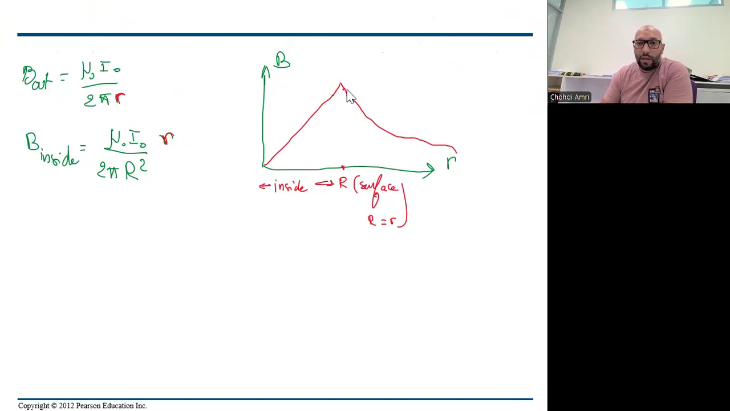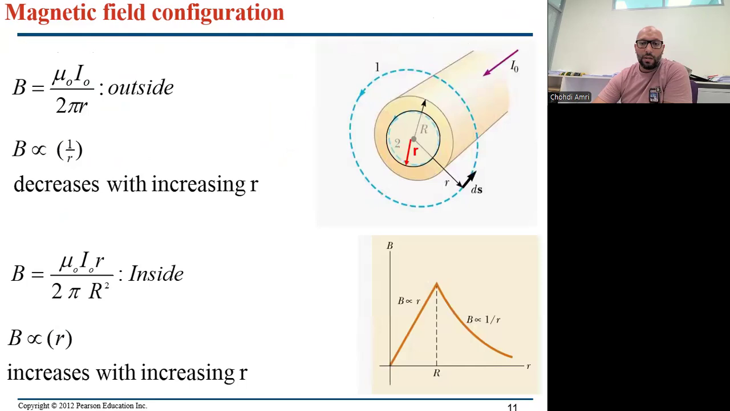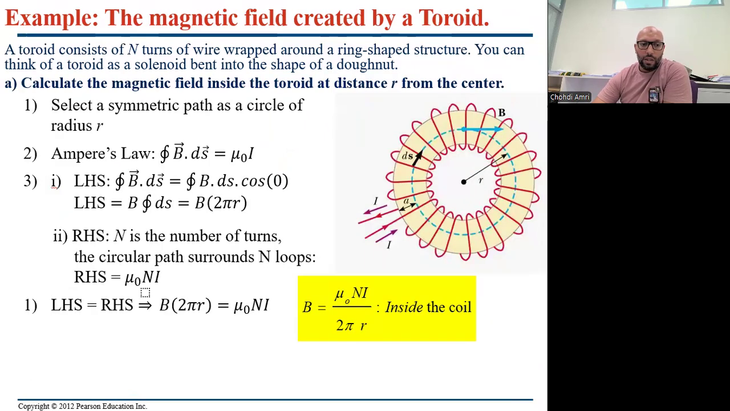At this point, the magnetic field, how much is it? The magnetic field is maximum, so B max, at the surface of the conductor when small r equals capital R. In this case, we get mu naught I naught over 2 pi capital R. Okay, so we are done. This is the case for a very long conductor carrying a current I naught.